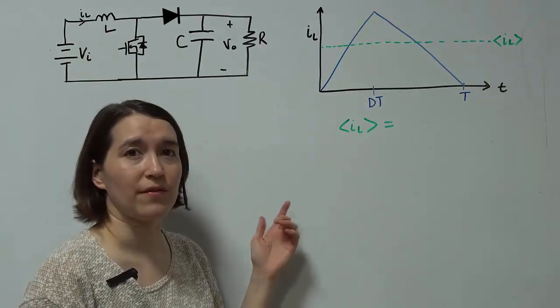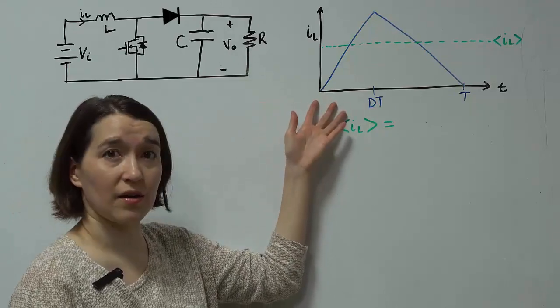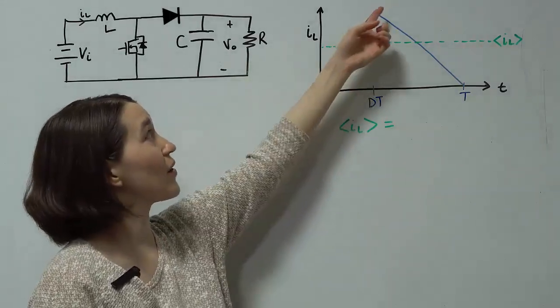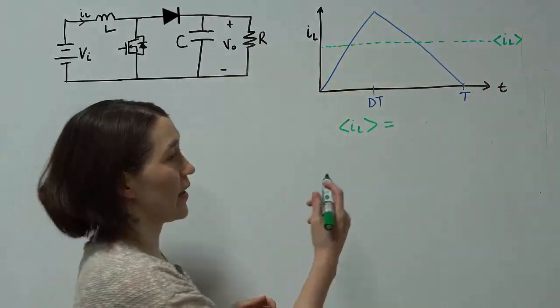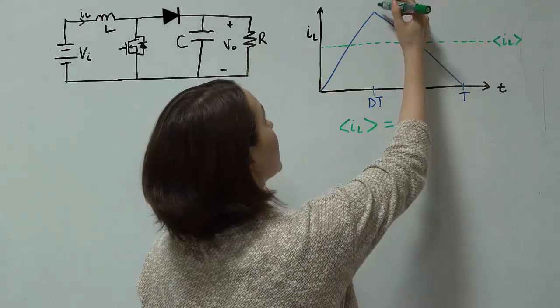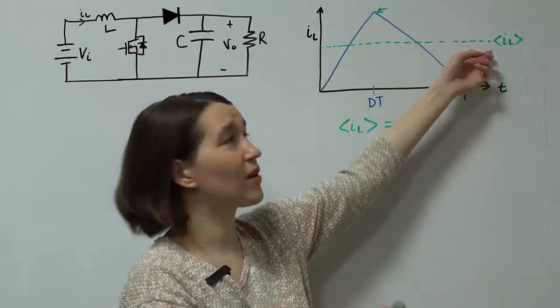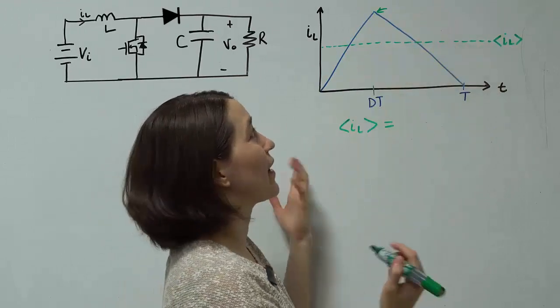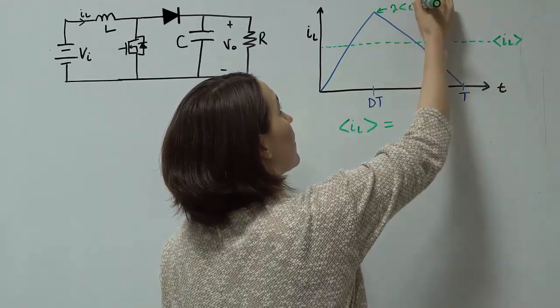Here we have the waveform of the inductor current. During the switch on stage, the current is increasing, it hits its peak value, and then decreases. So the peak value here is going to be 2 times this average value. Because it's a triangle, the average is exactly half, and the peak value is going to be twice that, so 2 times the average inductor current value.